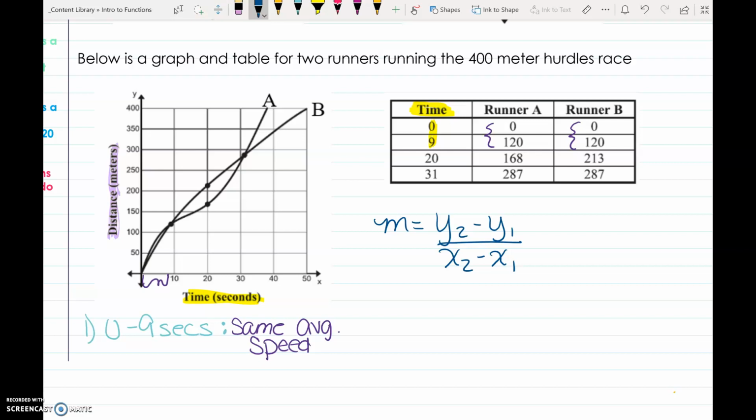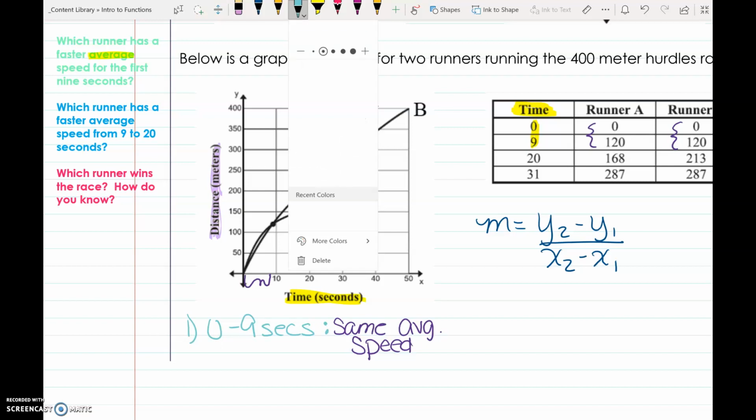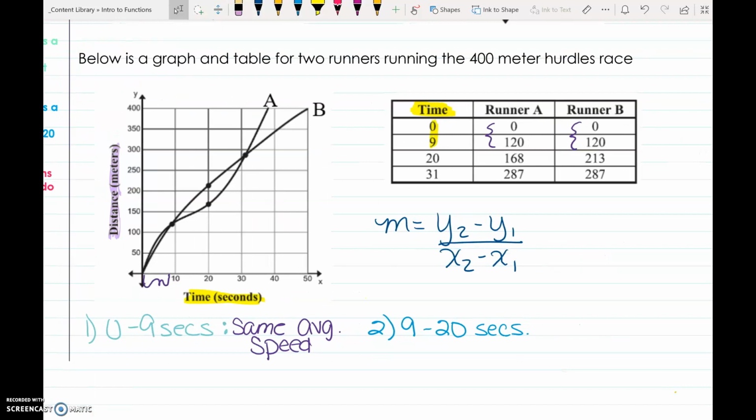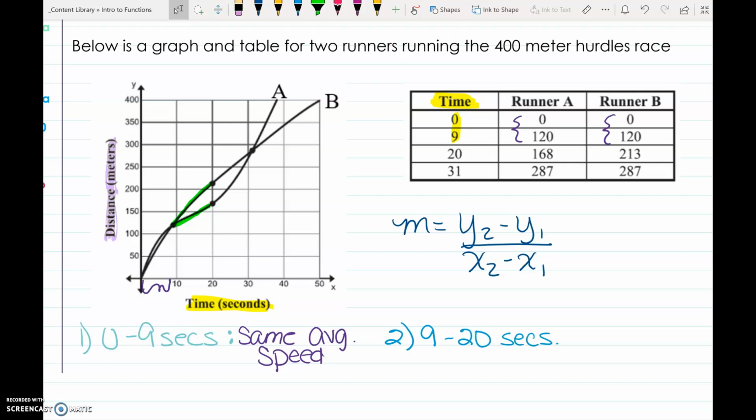So 0 to 9 seconds, they have the same average speed. Our second left side question says, which runner has a faster average speed from 9 to 20 seconds? Now we have some different stuff happening. If we look at our graph, from 9 to 20 seconds, we can see how they actually differ a little bit. And there's no need to approximate because we have the actual values in our table. So let's say we start looking at runner A. They are 9, 120 and 20, 168.